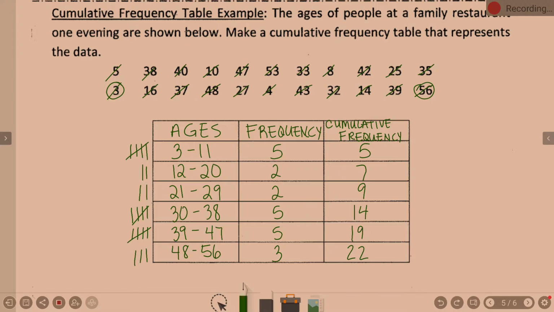So it's a cumulative frequency, and that's how it's different from a regular frequency. Now, I feel like there's some other question that you might be asked, but I don't remember.